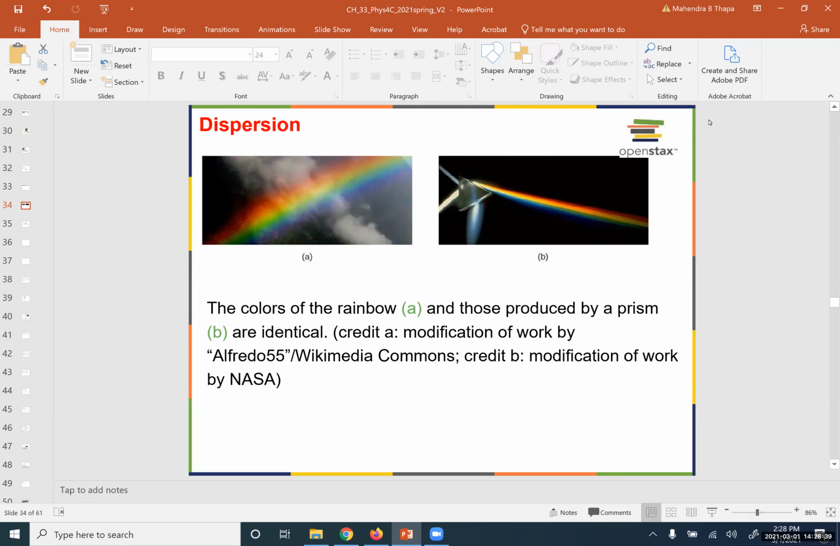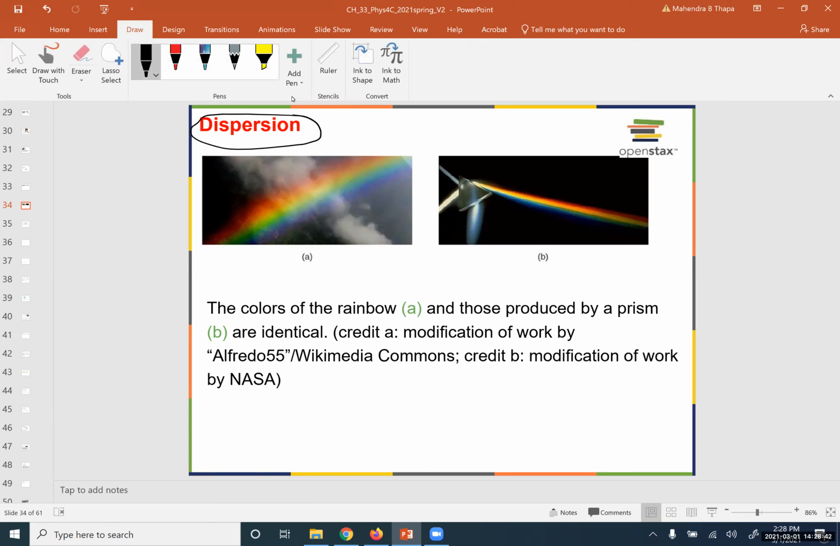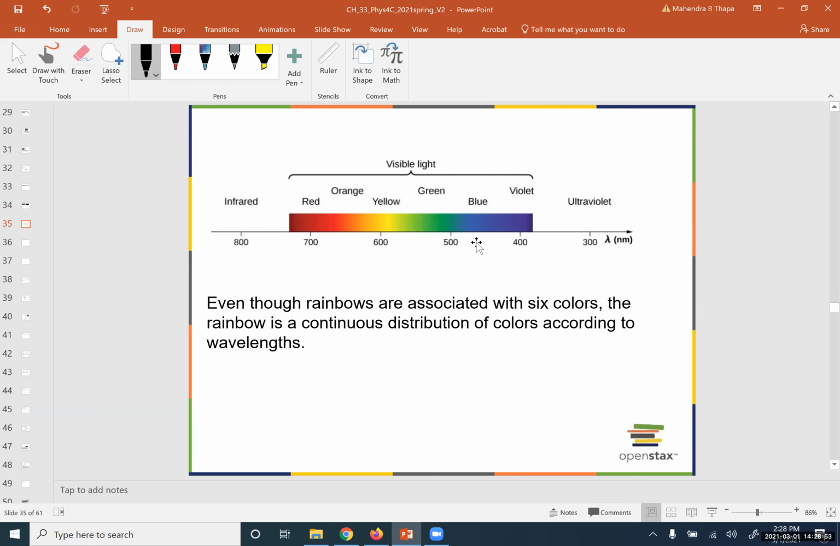Let's talk about dispersion of the light. Okay, so before we talk about that, let's talk about the electromagnetic spectrum. In the electromagnetic spectrum, this is the region from this color from red to violet.